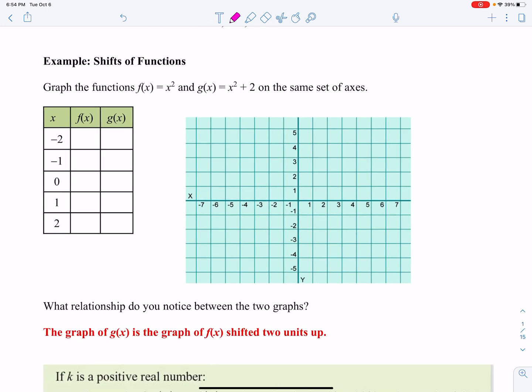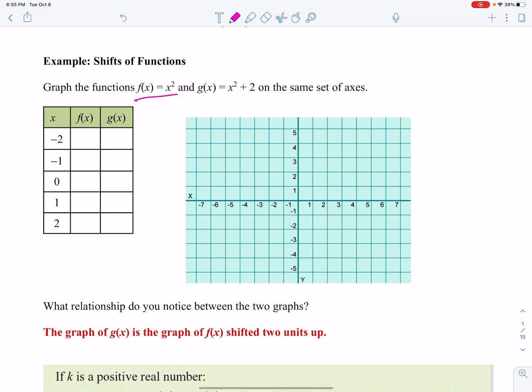So here's a quick example. Shifts of a function. So graph these two functions. We'll do this together in just a second. On the same set of axes, and let's see what happens when we do this, right? We notice they're both essentially the same function, x squared, which is a parabola, right? But then this one right here, we're adding to that function 2 units. So let's see what happens when we do that.